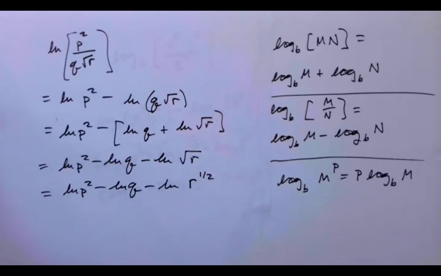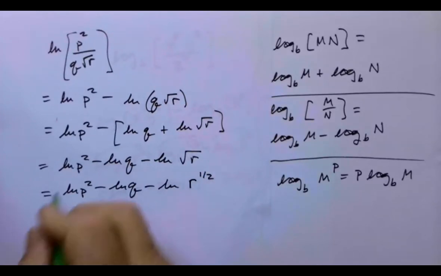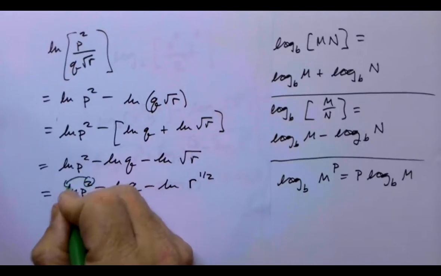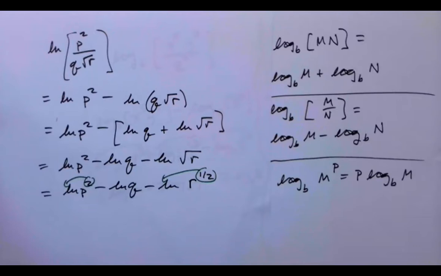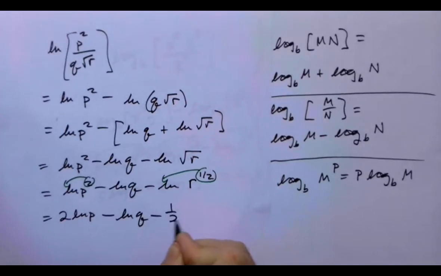At this point, we can pull the exponents down, right? The 2 comes down in front, the 1/2 comes down in front. So we get 2 times natural log p minus natural log q minus 1/2 natural log r. That will be our expanded version, rewriting as a sum or difference of multiples of logarithms.